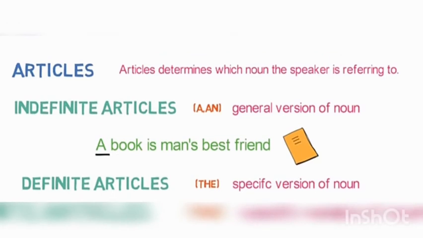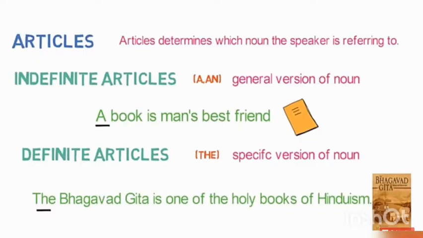Next, the definite article, that is the, is used for the specific version of a noun. Let us take one example. The Bhagavad Gita is one of the holy books of Hinduism. So here we are talking about a specific book, that is the Bhagavad Gita.